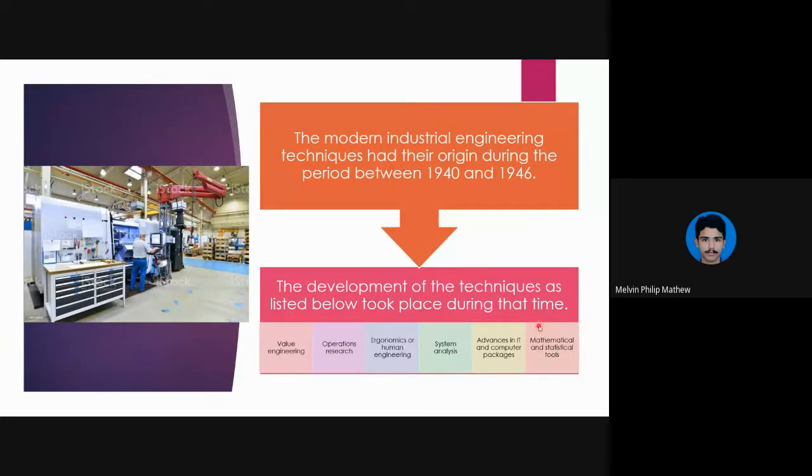When we were discussing the definition of industrial engineering, I told you about the application of mathematics and sciences to the field of engineering. So various mathematical and statistical tools were implemented during this period to modernize the techniques that have been used in industrial engineering.